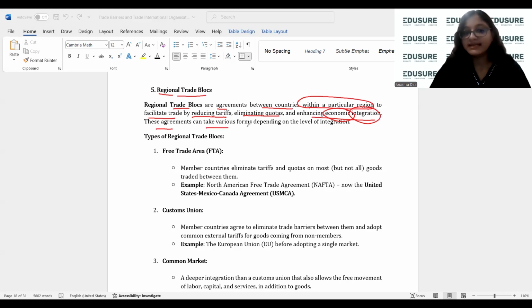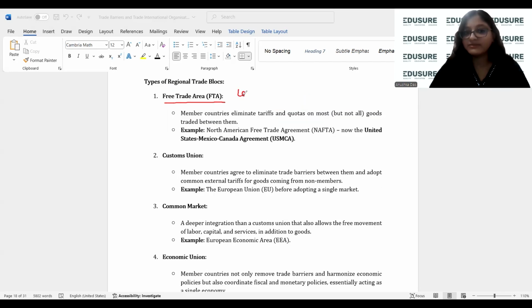And these agreements can take various forms depending upon the levels of integration. There are 4 to 5 levels of integration. So now we will go into that. What are the levels of integration? The first level is this, free trade area. This is level 1 basically.